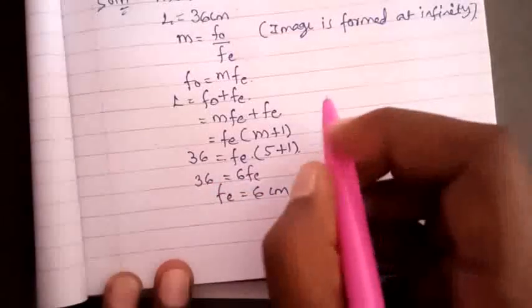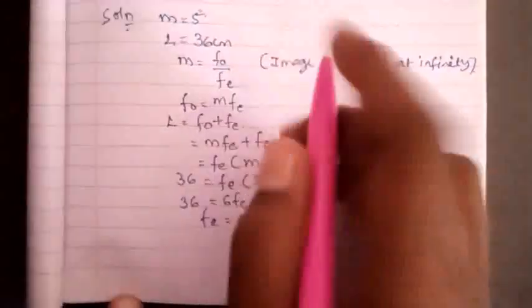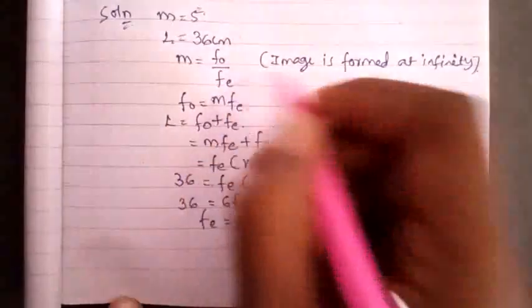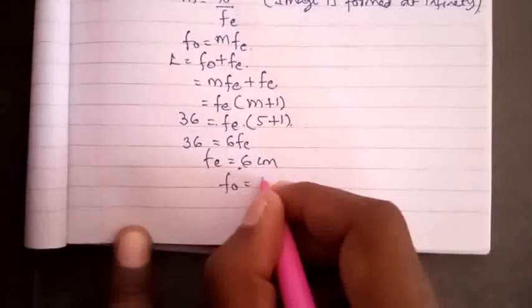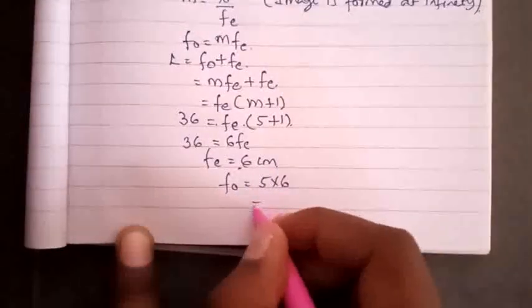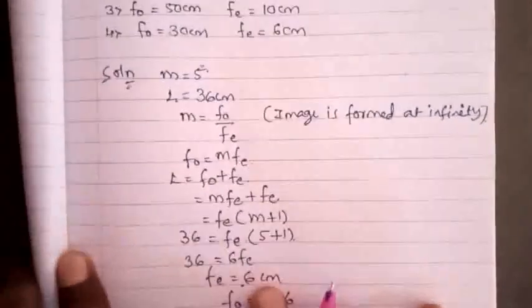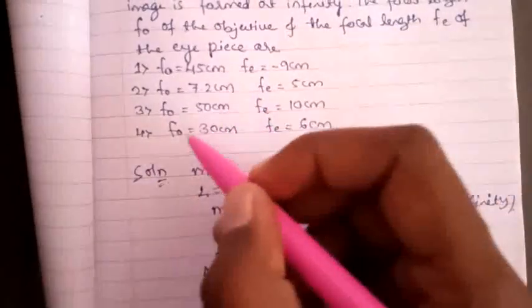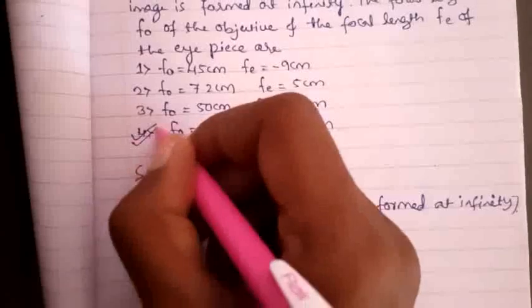centimeter. Then what is the focal length of the eyepiece here? 6 centimeter. And also we are going to find the focal length of the objective lens by putting the FE value in this equation. Then FO is equal to M, which is 5, and FE, which you got as 6. 5 into 6, that is 30 centimeter. Then what is the focal length of the objective lens? 30 centimeter, and the focal length of the eyepiece is 6 centimeter. Which option is correct here? So option 4 is correct, because the focal length of the objective lens is 30 and the focal length of the eyepiece is 6 centimeter. Then option 4 is the correct answer.